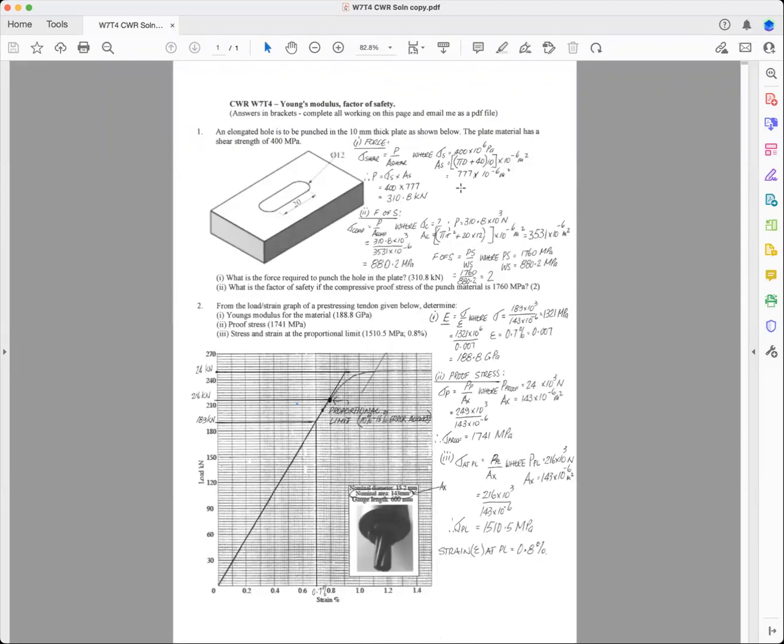And you've got 310.8 kilonewtons, which is equivalent to about 31 tons. And so you'd go and buy an air cylinder or a hydraulic cylinder, which is around about 40 or 50 ton or 400 kilonewton, so that you could punch the hole out.